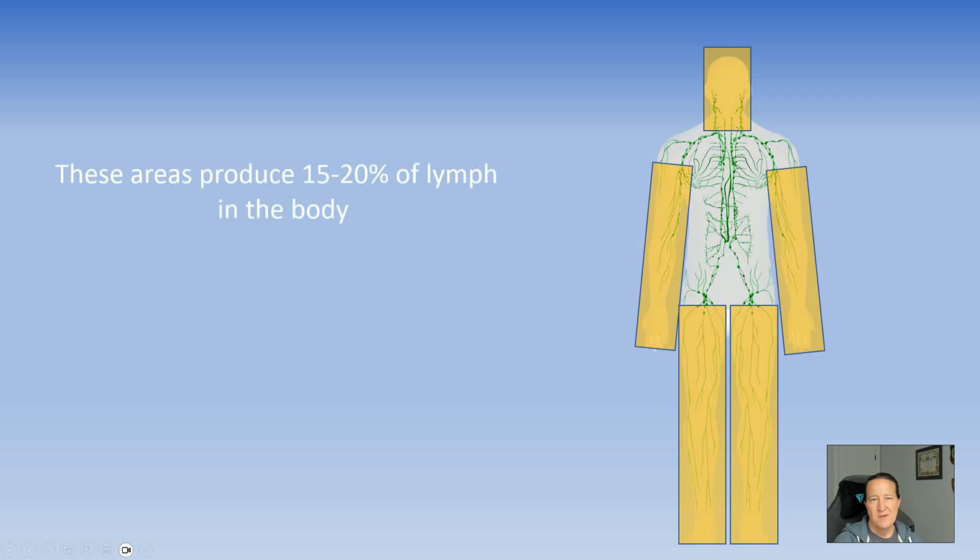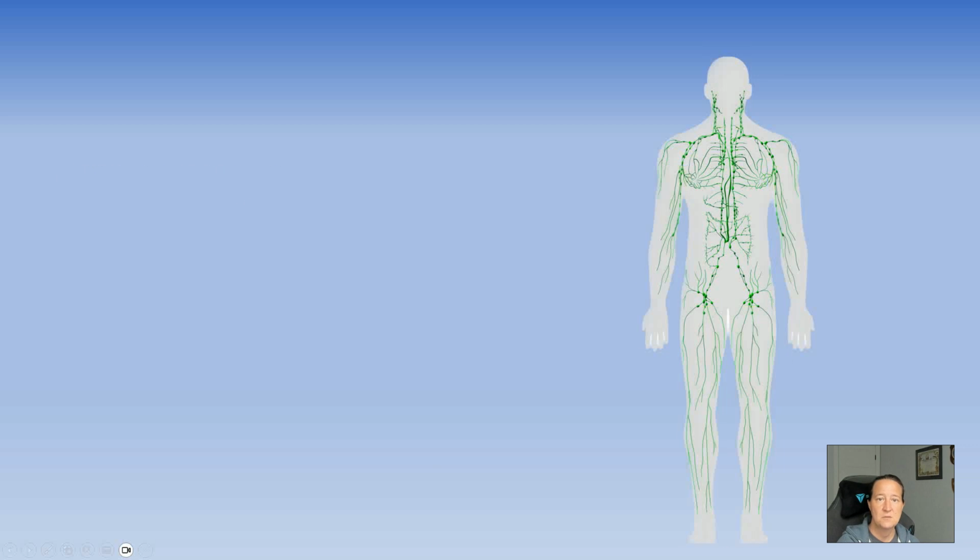So, many of you may actually be trained in lymphatic therapies, the manual lymph drainage, and you may be well aware of techniques for the extremities. And so you'll see here highlighted the head, the arms, and the neck. What I want to bring to your attention is that these regions produce 15 to 20% of the lymph in the body.